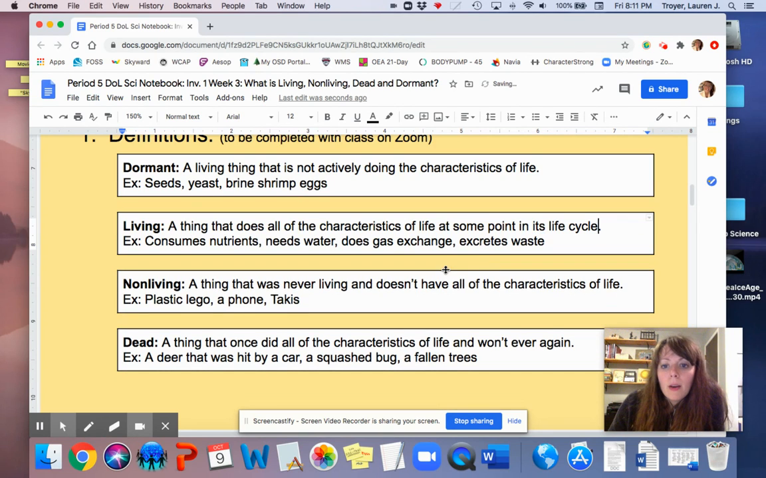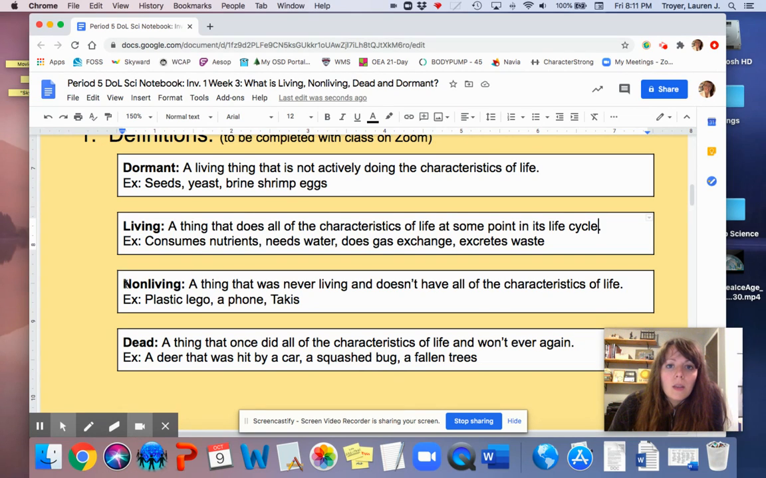So think about an apple. An apple would still be considered a living thing, even though it's not currently growing. It's not currently doing gas exchange, but it's part of the life cycle of the apple tree. It grows on an apple tree. It should be considered a living thing.